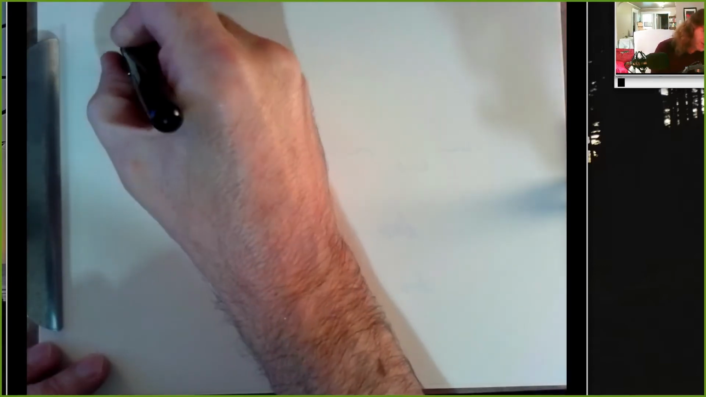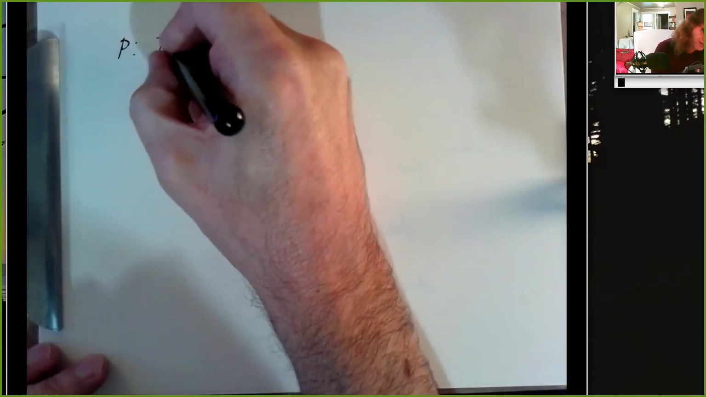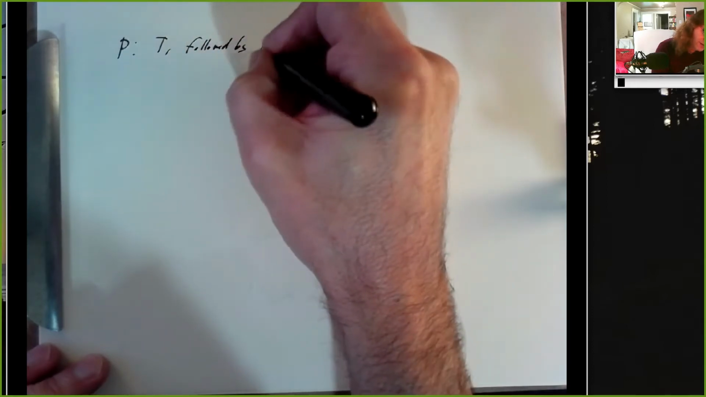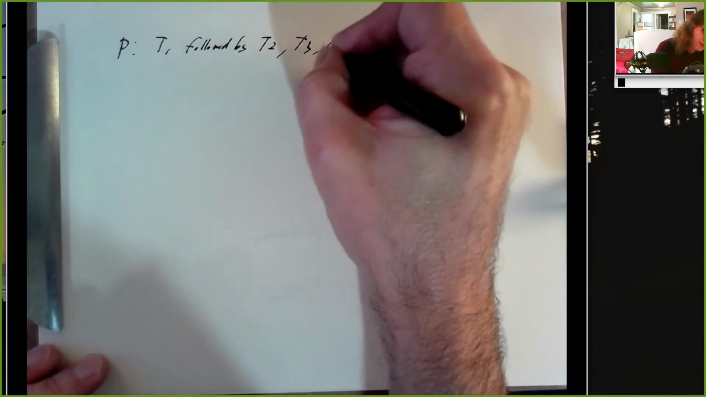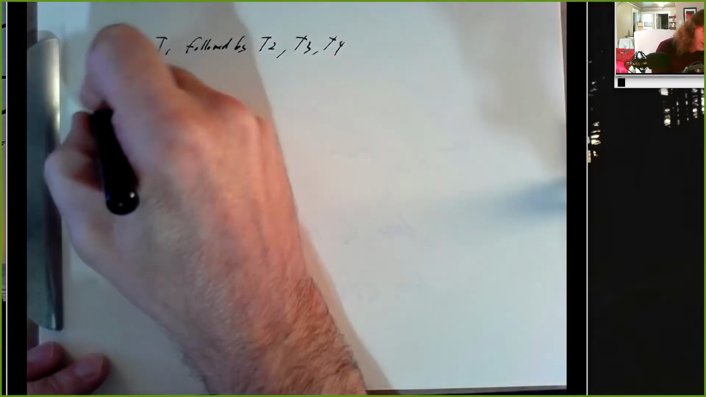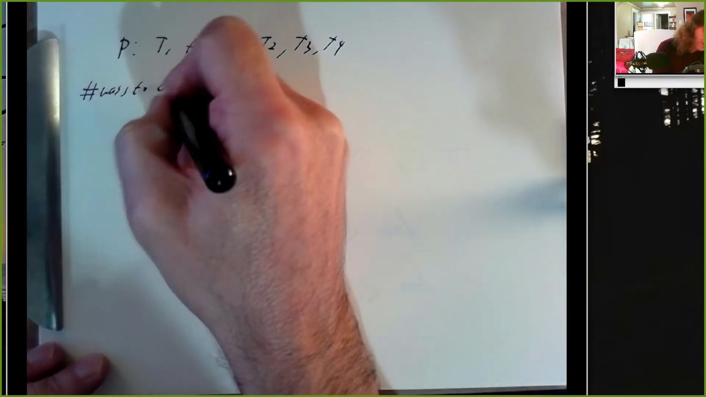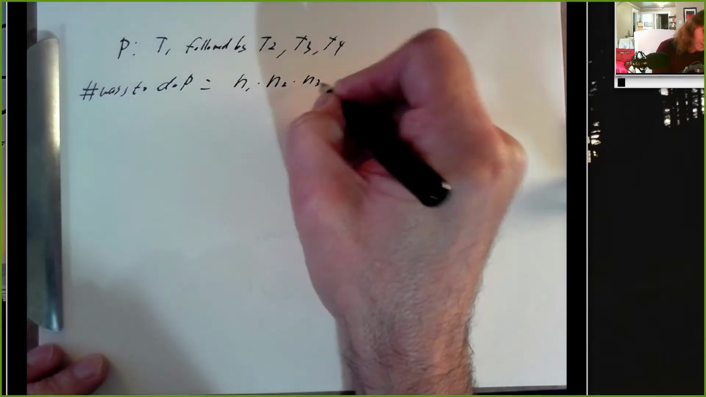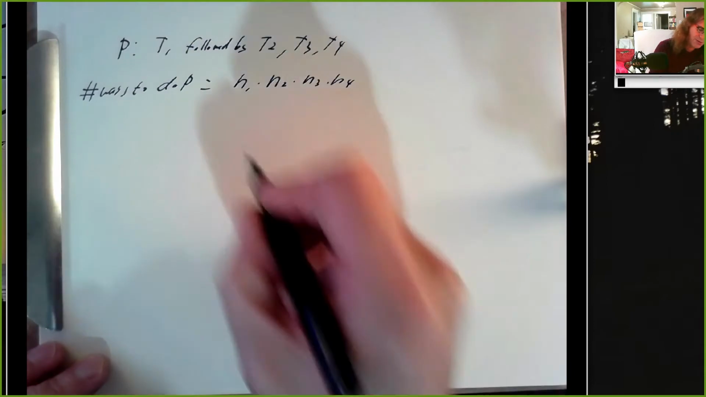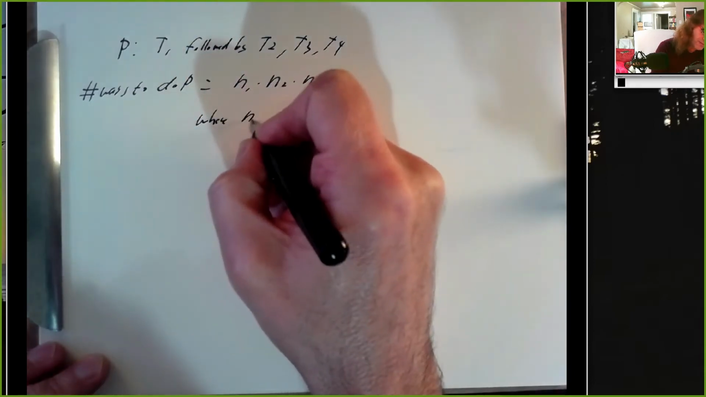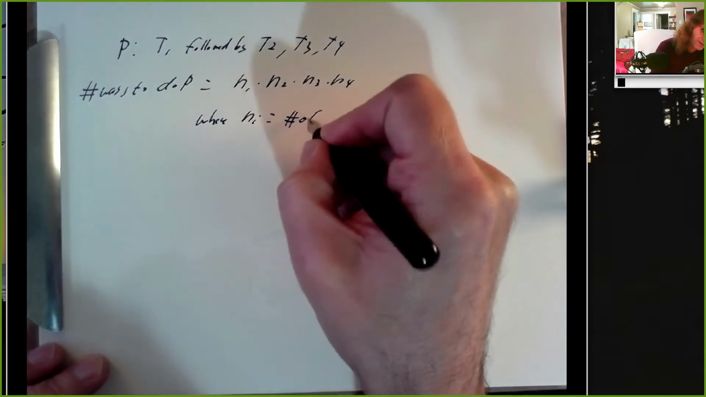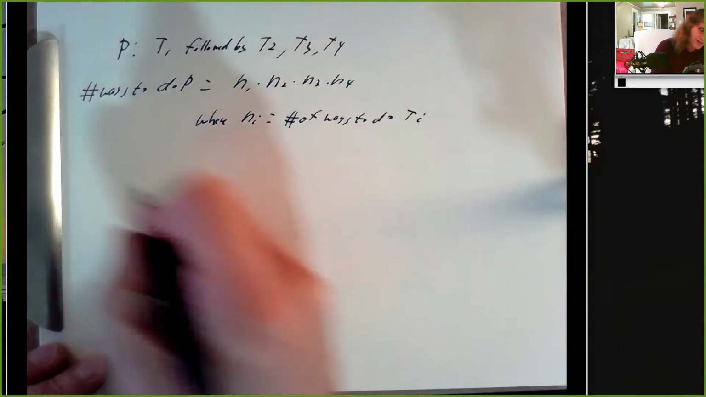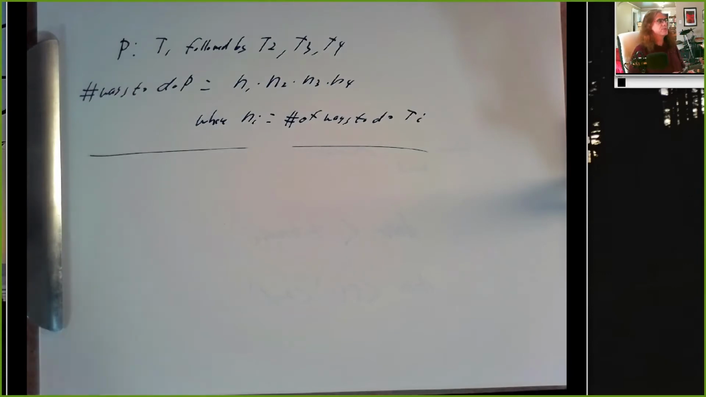All right, so you've got some procedure P, which you can do as task T1, followed by T2, and then T3 and T4. Then the number of ways to do P equals the product of N1, N2, N3, N4, where Ni equals the number of ways to do subtask Ti. That's the product rule.